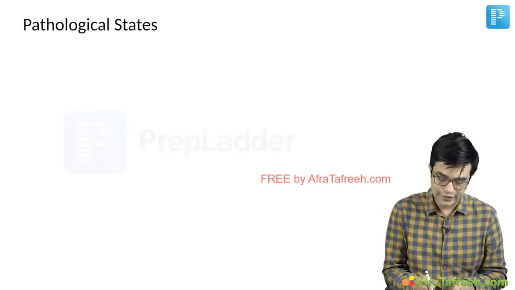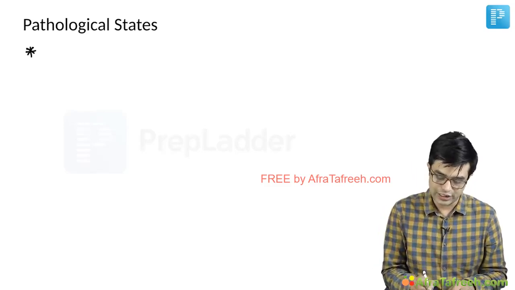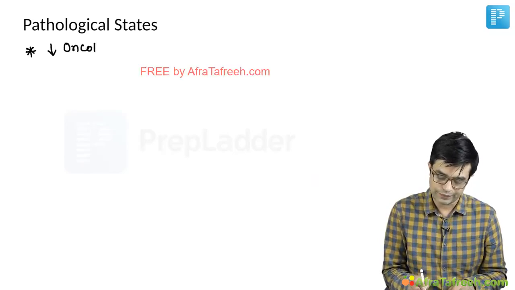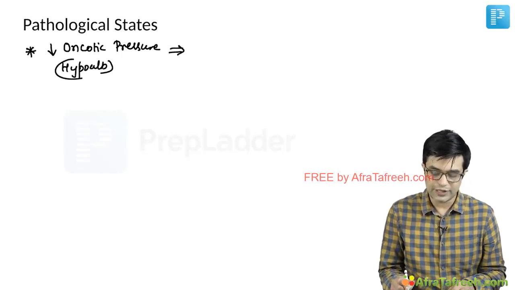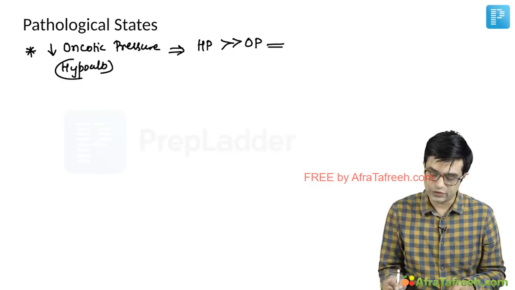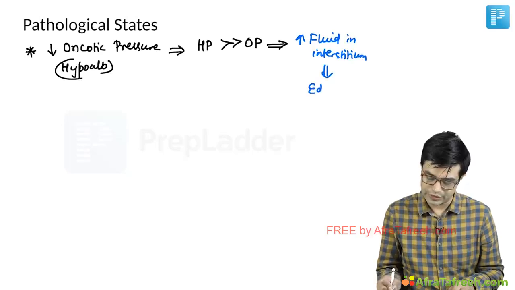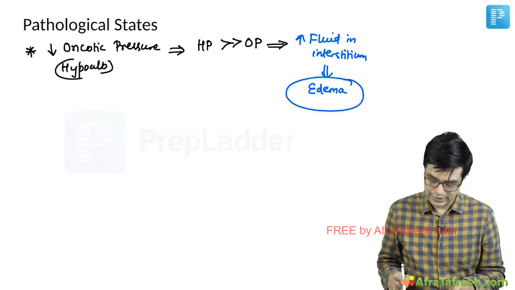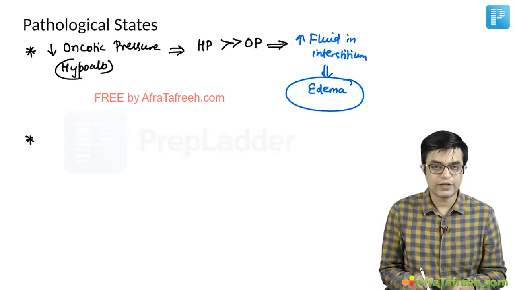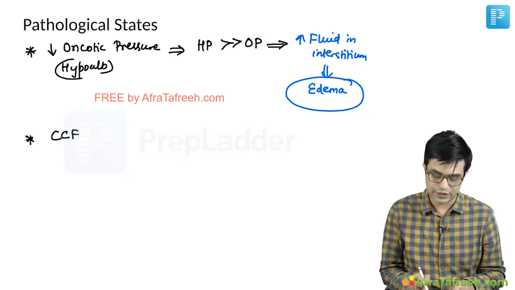Whenever you have a child with, let us take first possibility, low oncotic pressure, for example hypoalbuminemia, what will happen in them? The oncotic pressure, since it is less, so the hydrostatic pressure will exceed the oncotic pressure, and so it will produce more fluid in the interstitium, producing edema in the patient, right?